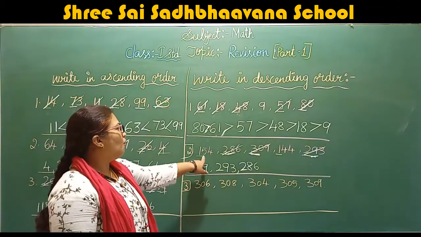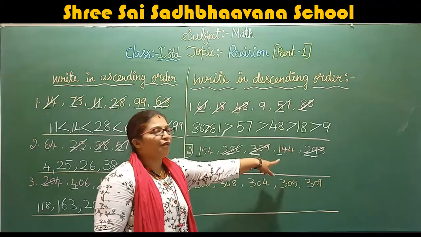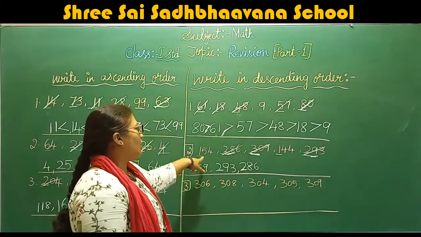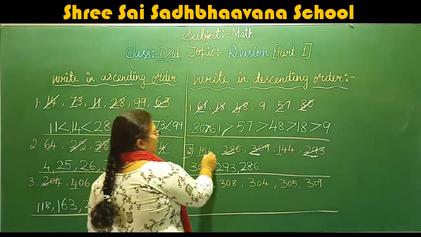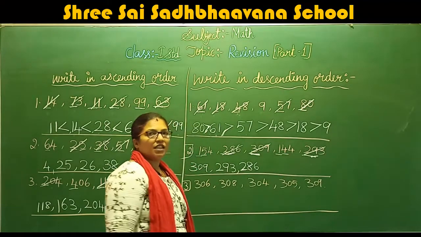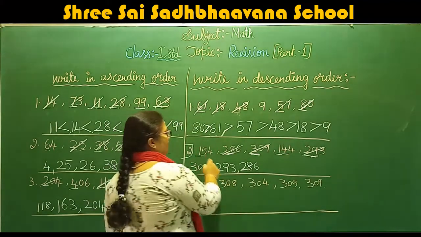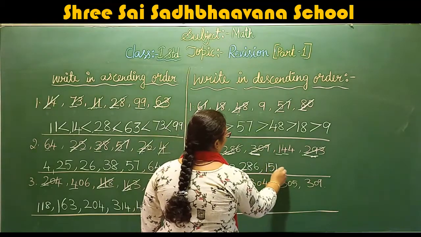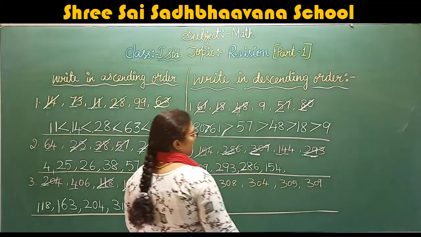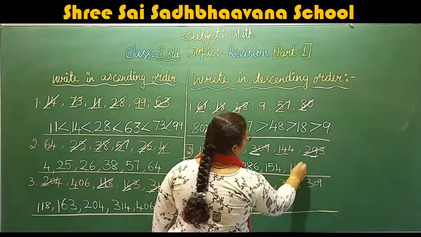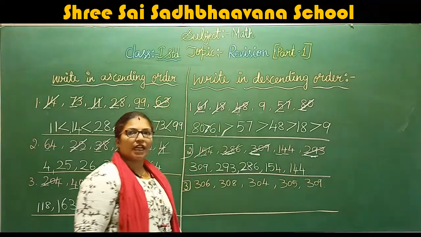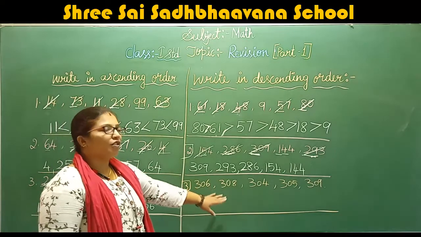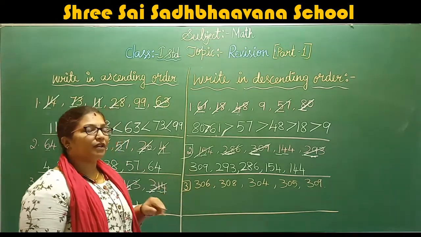Then now 154 and 144. So the hundreds place number is the same. Then what will we see? Here it is 5 and here it is 4. Which is the biggest number? 5 is the biggest number. So we are writing 154. Then the remaining last is 144. Right children?